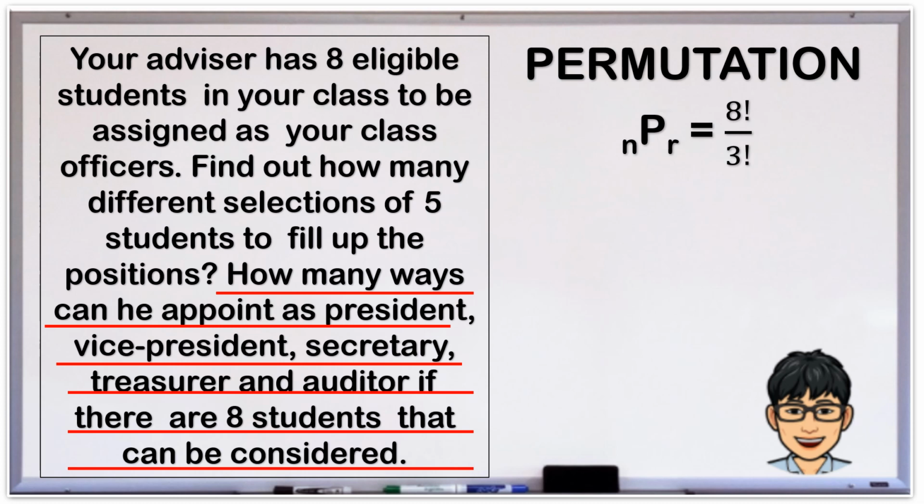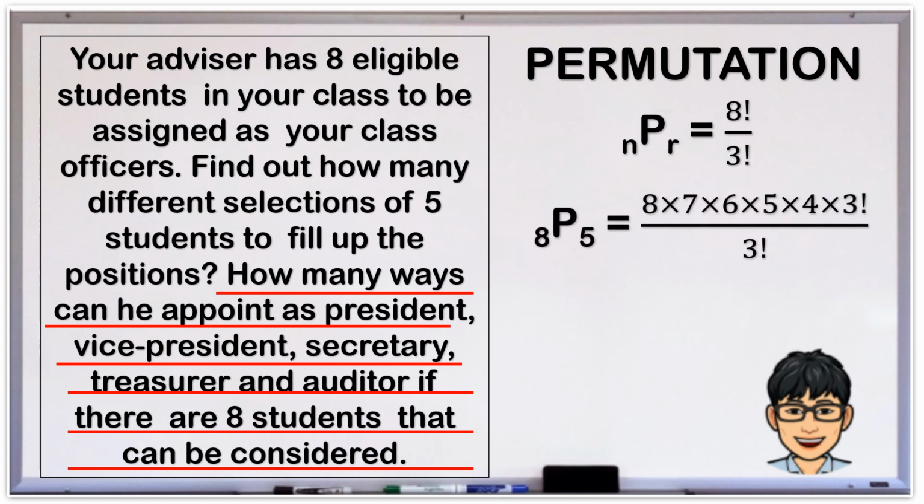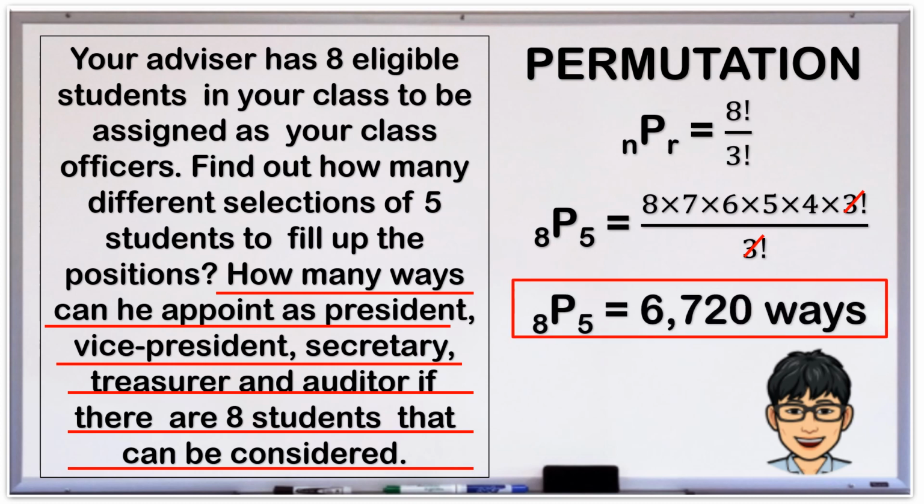To simplify, 8 factorial is equal to 8 times 7 times 6 times 5 times 4 times 3 factorial, divided by 3 factorial. Now, let us divide 3 factorial by 3 factorial, and that is equal to 1. Next, let us find the product of the remaining numbers: 8 times 7 times 6 times 5 times 4, and that is equal to 6,720. Therefore, the advisor has 6,720 ways to appoint.